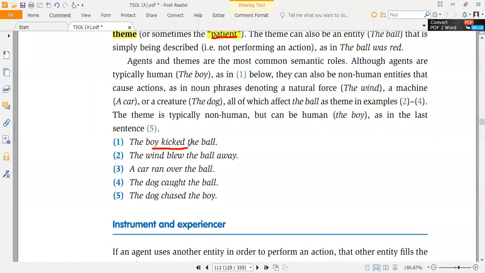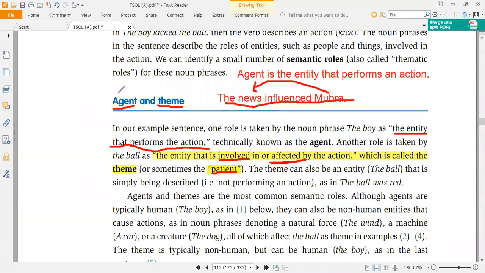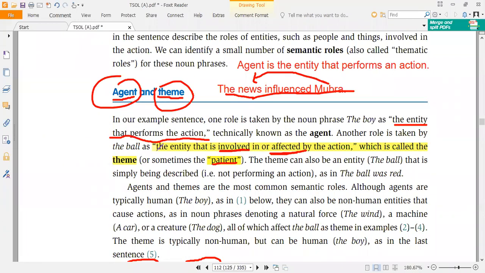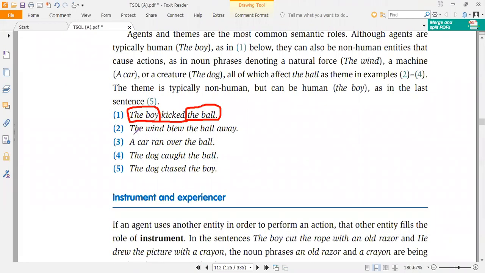The boy kicked the ball. What is the boy? Let me not ask who is the boy, because if I say who, then it can be Hamidur Rahman, it can be Dawood, it can be someone else. If I say what is the boy, what will be your answer? Human. It's the agent, the doer of an action. What's the ball? It's the patient, the theme, right?